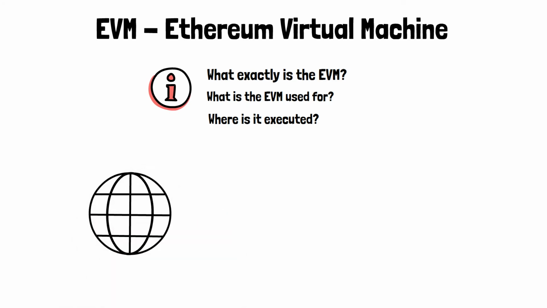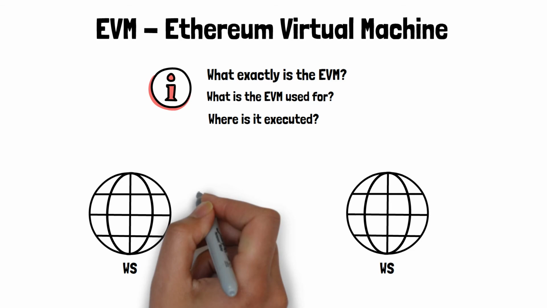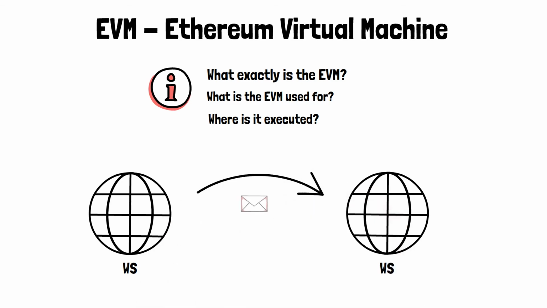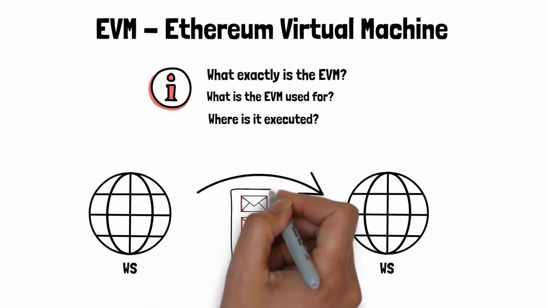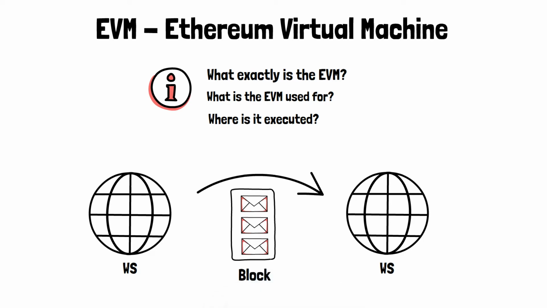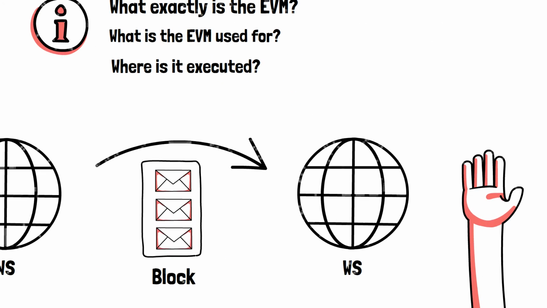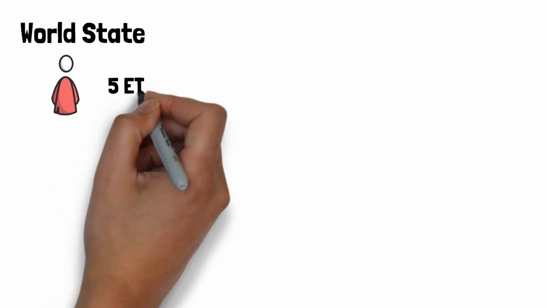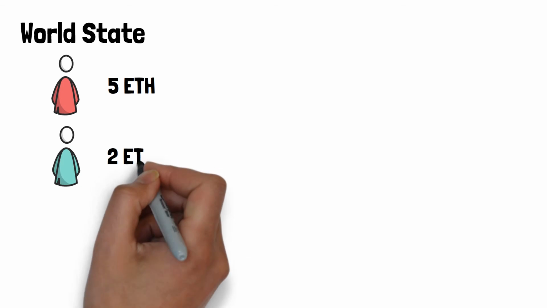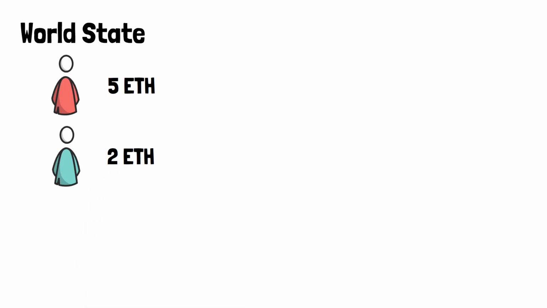We will start with the purpose of the EVM. With the help of the EVM, one Ethereum world state can be transferred into the next Ethereum world state by executing transactions that are combined in an Ethereum block. You might say, wait a moment, what is the Ethereum world state? The Ethereum world state is basically defined by the ETH balances of the different Ethereum accounts. Here we see two Ethereum users and their corresponding ETH balances.